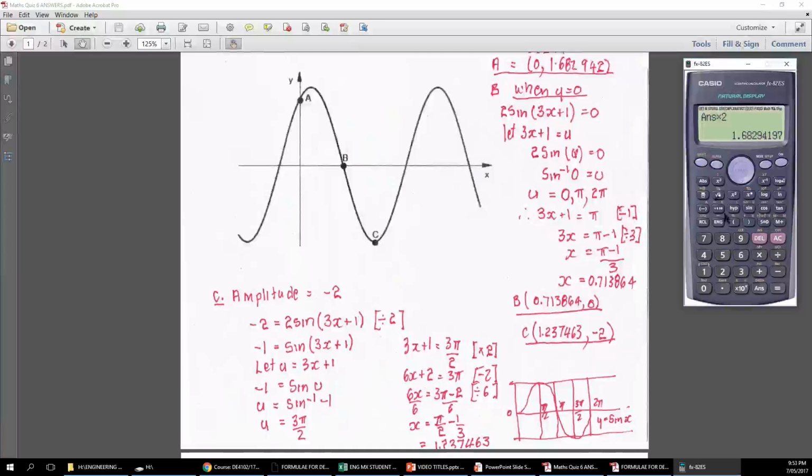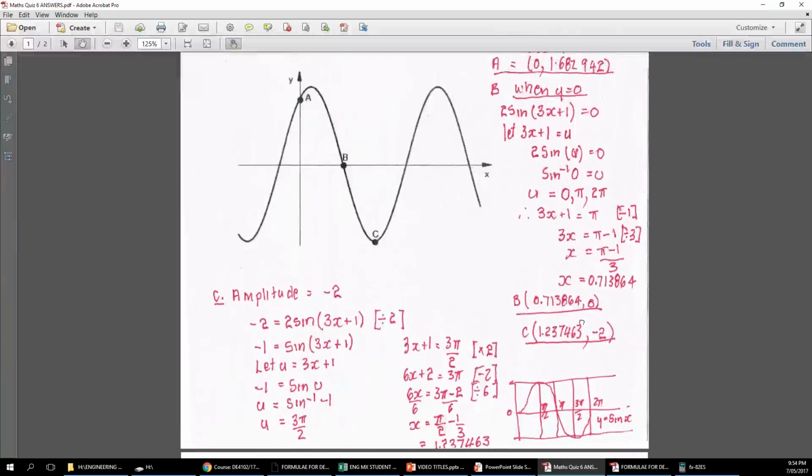So let's go shift pi minus 1 equals, divided by 3 equals. And that gives me the answer 0.71386422179, or whatever there. So that's what x will be. That's the first ordinate of the coordinates, and that goes there. So b will be that value, 0.713, and that's equal to 0, and that all looks pretty good. Okay, so that's all done and dusted.